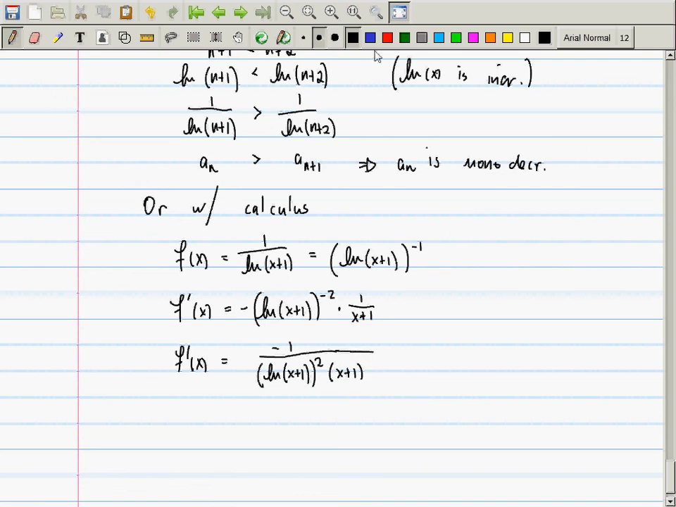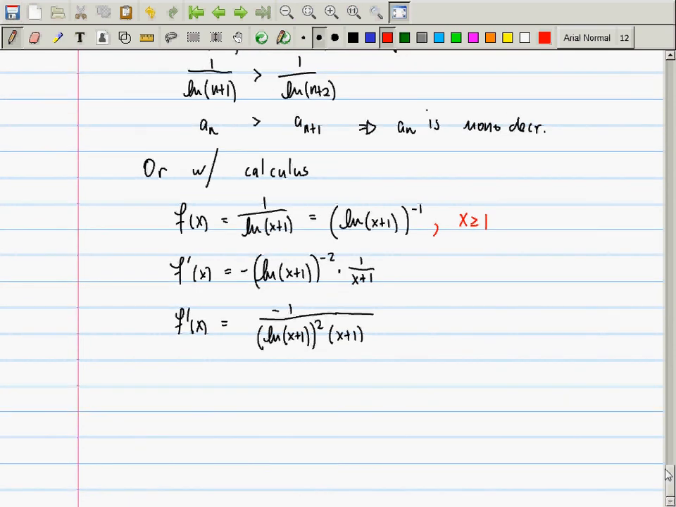Now what is the domain of this function f of x? What are the only x's we're interested in? Greater than or equal to 1, because we're comparing this function to a sequence. Is there anywhere in its domain where this derivative is undefined? No, there isn't, because its domain is x greater than or equal to 2. So log has no problems there, and it has no zeros there either. How about x plus 1? When is the only time that x plus 1 could be 0? At negative 1, which is also not in the domain. So there are no critical numbers whatsoever for this function.